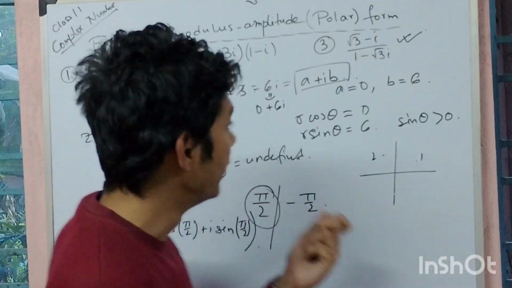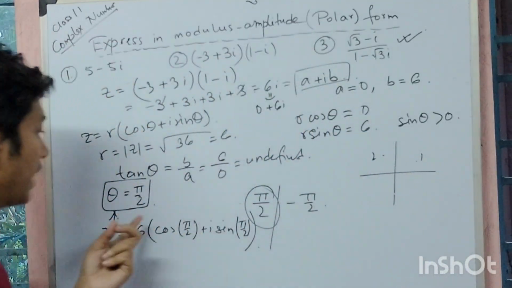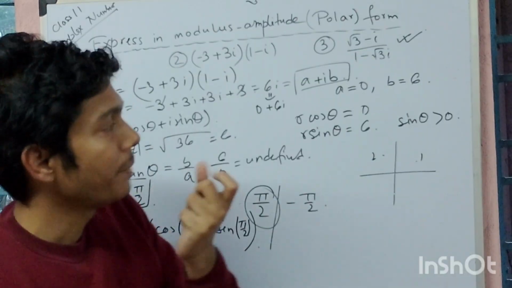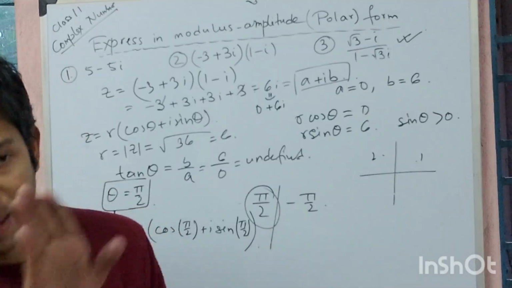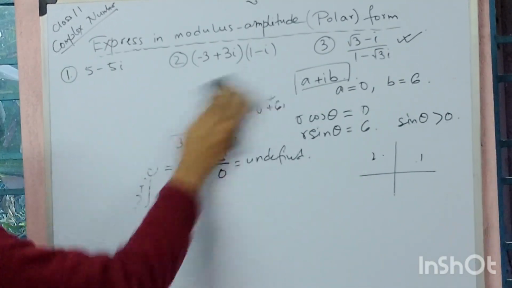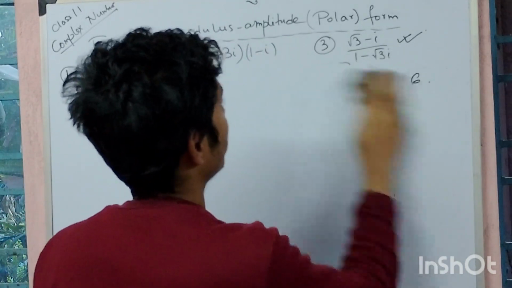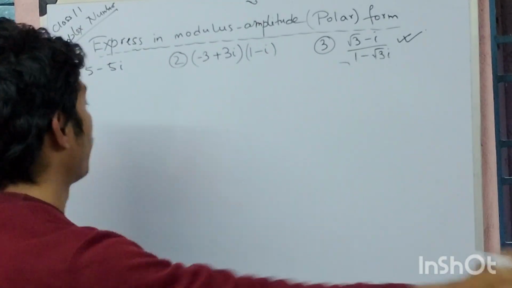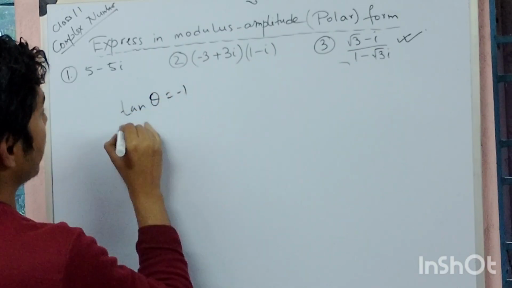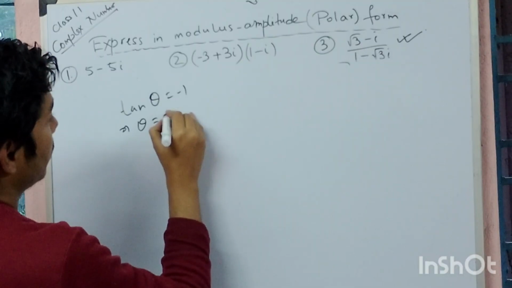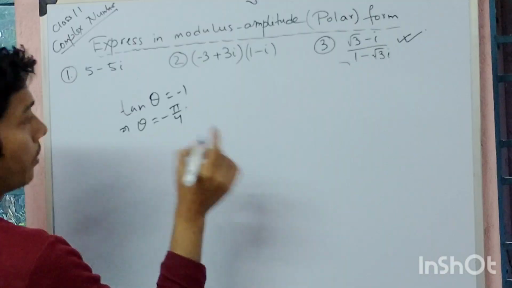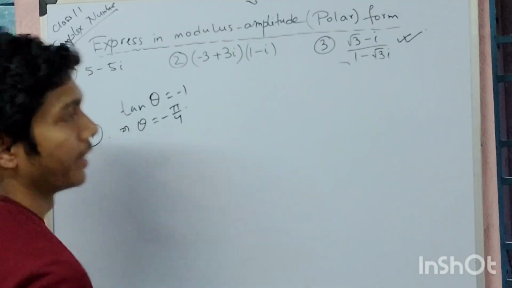Now I am telling you a little funda. How can you easily find this angle? This angle should lie between minus pi and pi. So to make it minus pi to pi, you have to think accordingly. In the first problem, my tan theta was minus 1, and that's why I wrote theta equals minus pi by 4, because my angle was lying in the fourth quadrant.